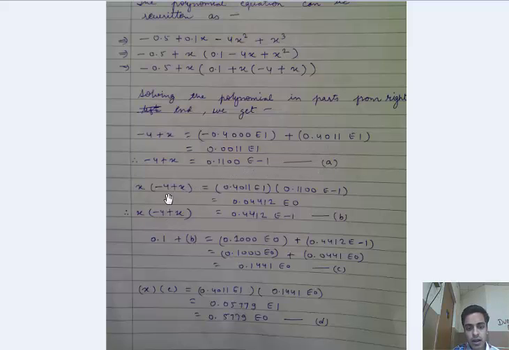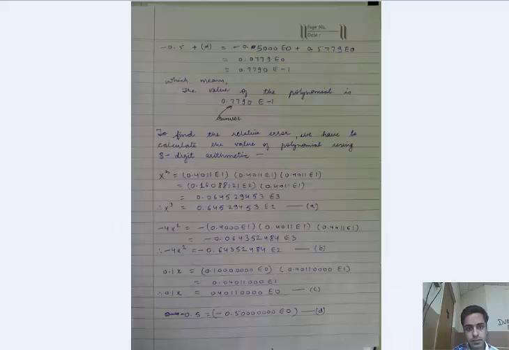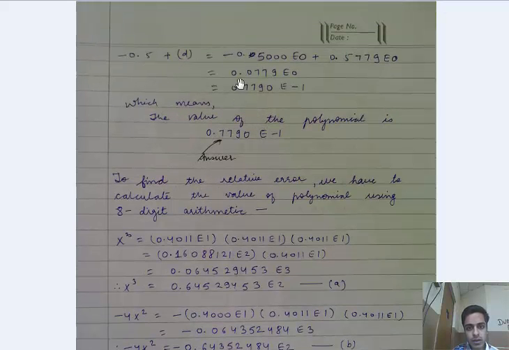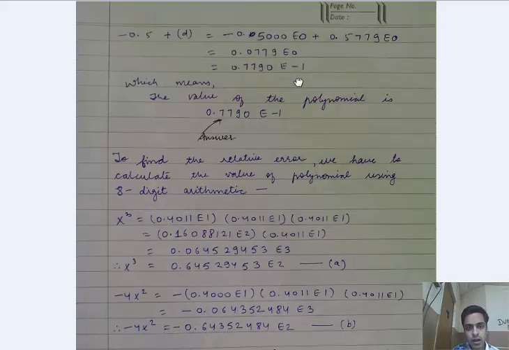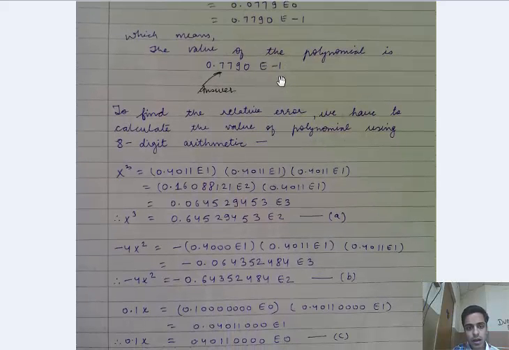Call this equation A. Then the value of x times of minus 4 plus x is coming out to be 0.4412 e-1, equation number B. Then 0.1 plus equation number B is coming out to be 0.1441 e0, that is our equation number C. And x times equation number C is coming out to be 0.5779 e0, that is our equation number D. Now minus 0.5 plus D is equal to 0.7790 e-1, which means the value of our polynomial is 0.7790 e-1.